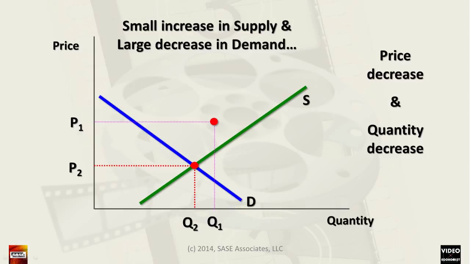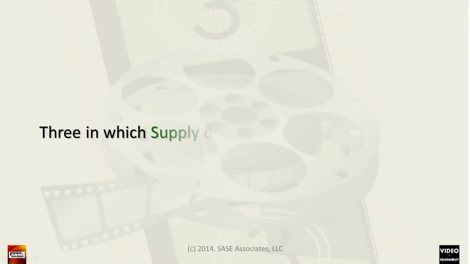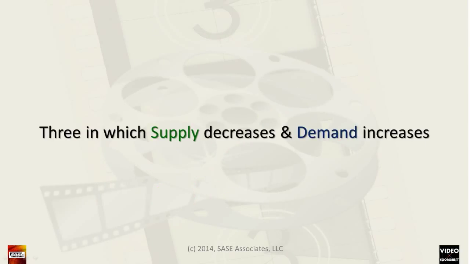However, the large decrease in demand decreases the equilibrium quantity by a large amount, while the small increase in supply pushes equilibrium quantity a distance in the opposite direction. The result is a small decrease in equilibrium quantity, while equilibrium price falls due to both the supply and demand price effects. In our final set of three graphs, we explore what happens when supply decreases while demand increases.